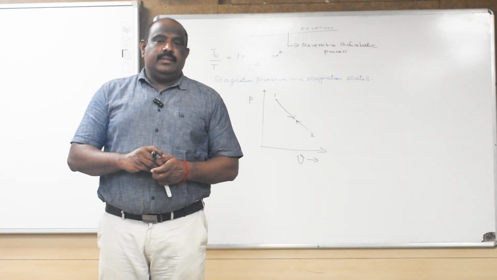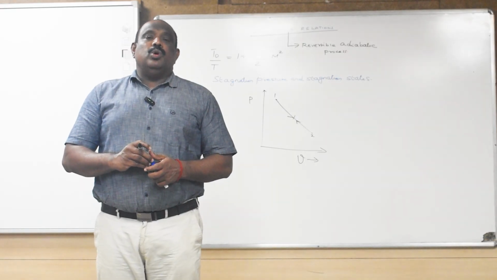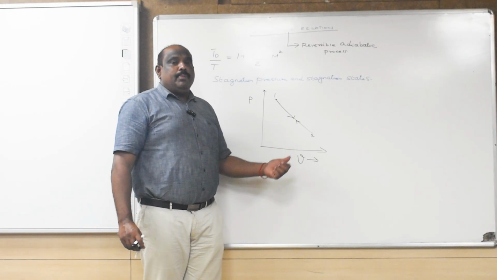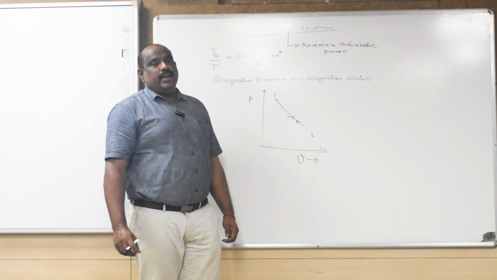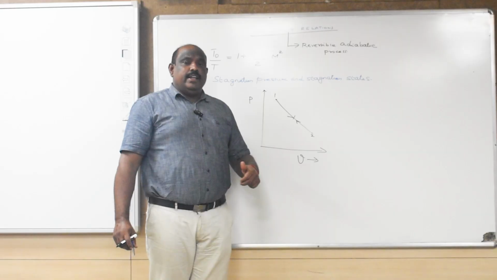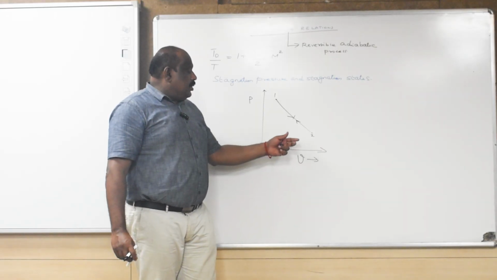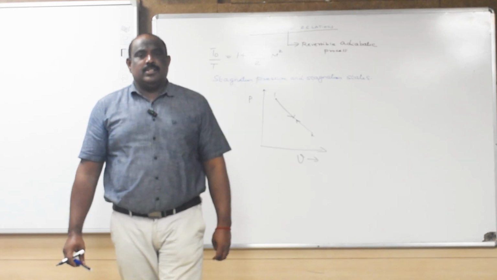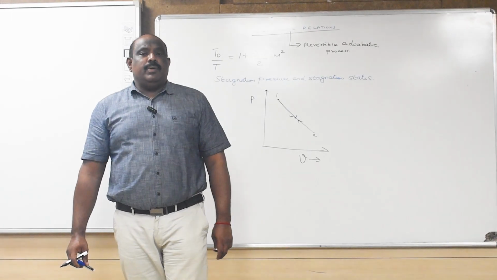But in this world, there is no process called reversible. All the processes are irreversible. What does it mean? I can move from 1 to 2, but it is not possible for me to come from 2 to 1 traveling the same path. That is called irreversible.